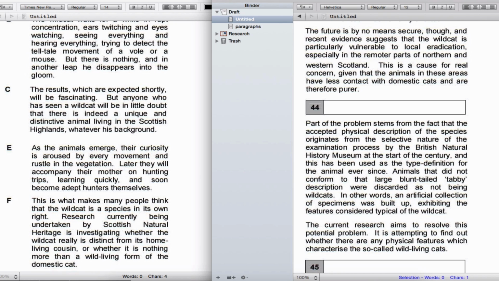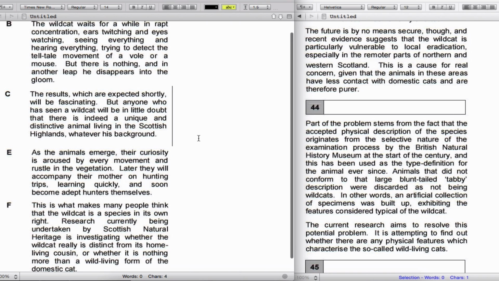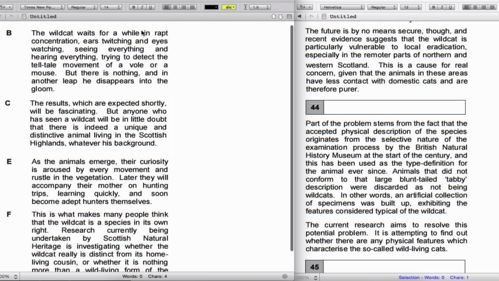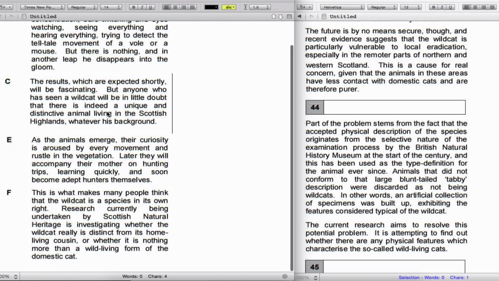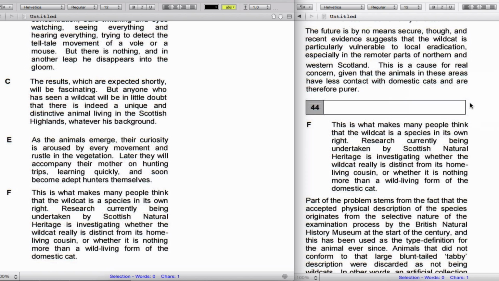This is cause for real concern given that the animals in these areas have less contact with domestic cats and are therefore purer. And then we have part of the problem. What problem? What's the problem? This is not a problem. B, there's nothing a problem there. C, unique and distinctive. That's not a problem. E, as the animal later hunting. No, it can't be. It must be this one. Let's put that there. What does that say?